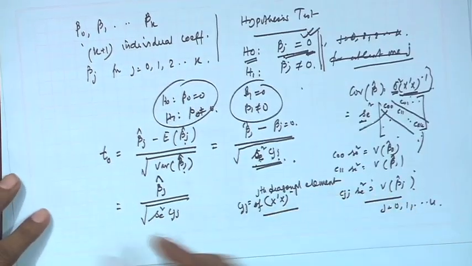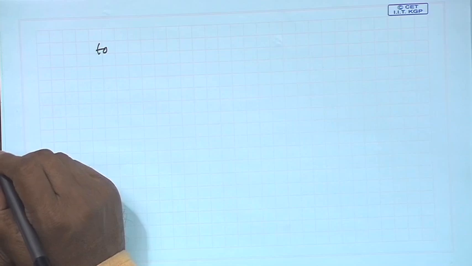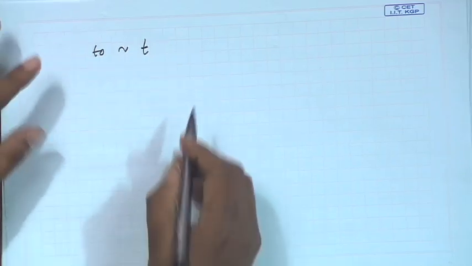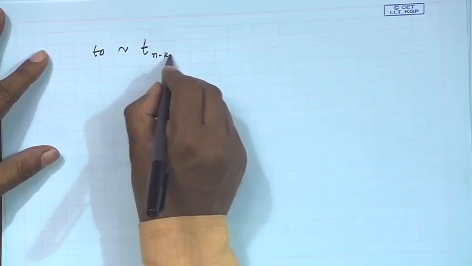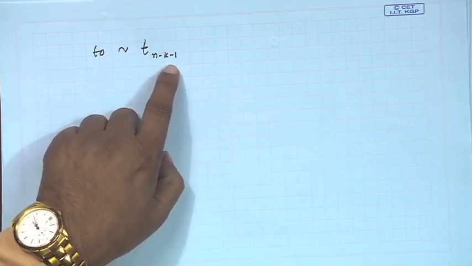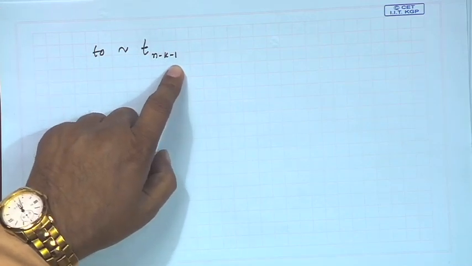Now, what will you do? You all know that hypothesis testing procedure. So you calculate T0. This follows a T distribution with certain degrees of freedom. That degrees of freedom here is n minus k minus 1, because this is the error degrees of freedom, n minus k minus 1.